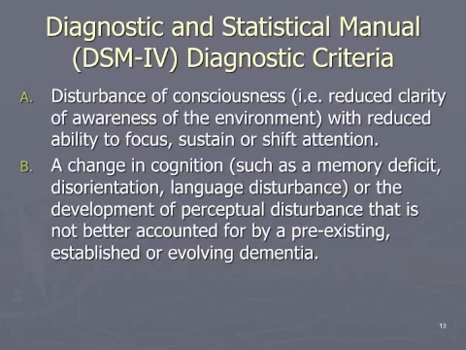Second is that there is a change in cognition, and that may present itself as a problem with memory, evidence of disorientation, or problems in language. If you don't have a change in cognition, you would also be looking for evidence of a perceptual disturbance. That couldn't be better accounted for by, for example, dementia or some other diagnosis. Perceptual disturbance would be things like delusions and hallucinations.